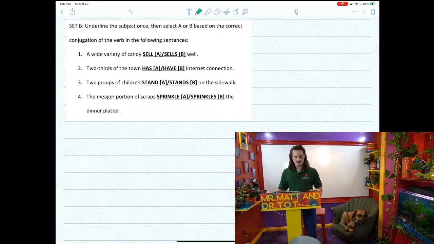Number 1, a wide variety of candy sell or sells well. Number 2, 2/3 of the town has or have internet connection. Number 3, 2 groups of children stand or stands on the sidewalk. And number 4, the meager portion of scraps sprinkle or sprinkles the dinner platter. I'll give you 5 minutes.